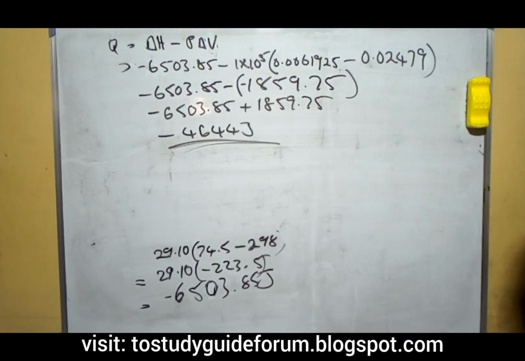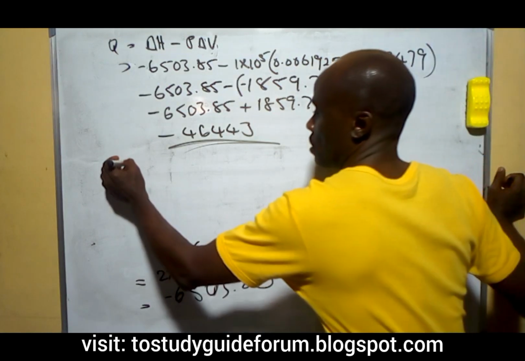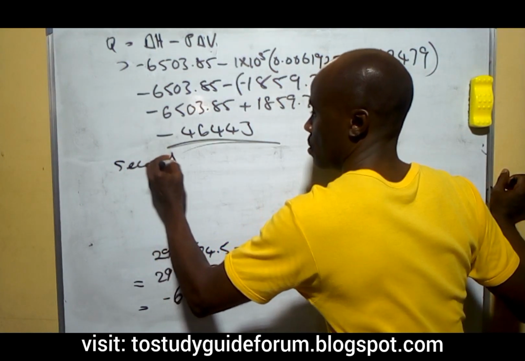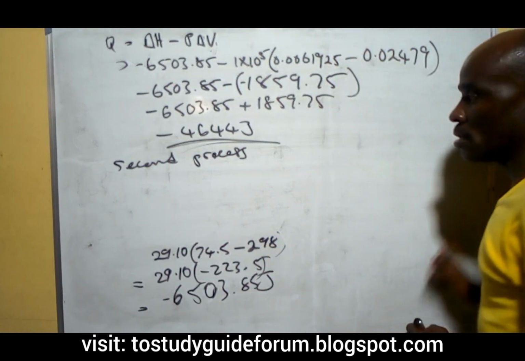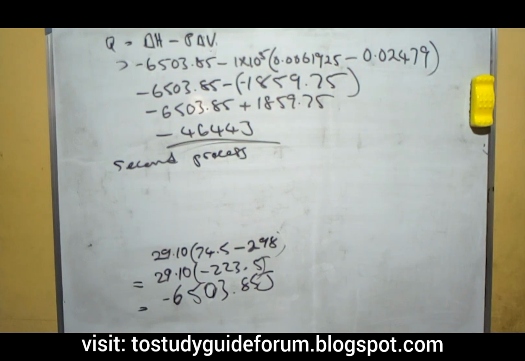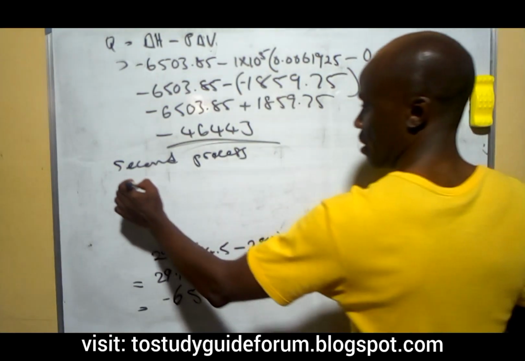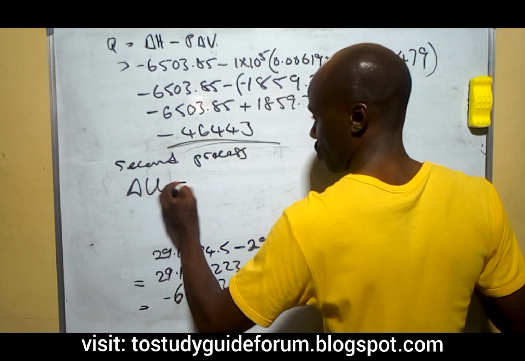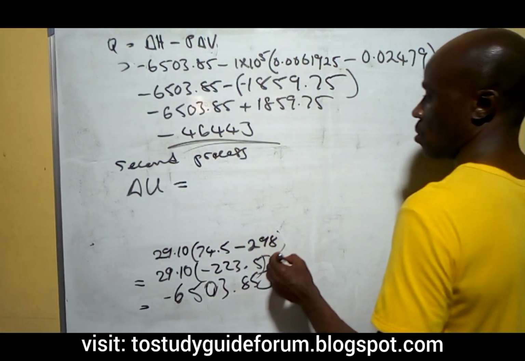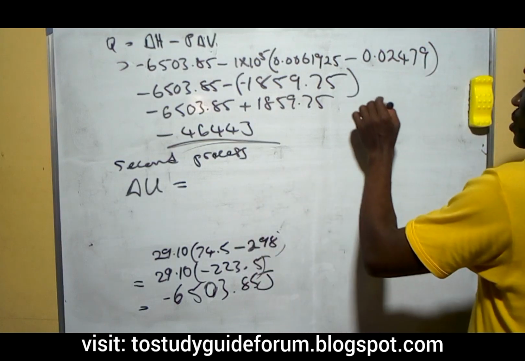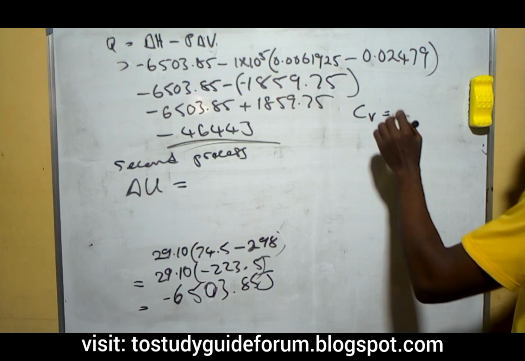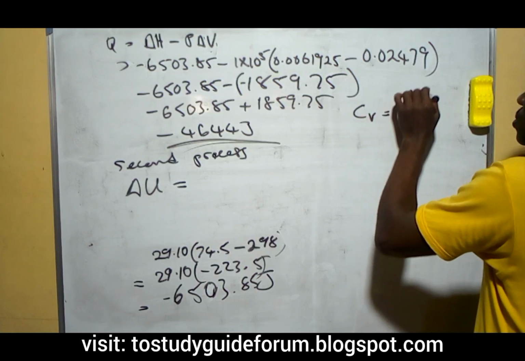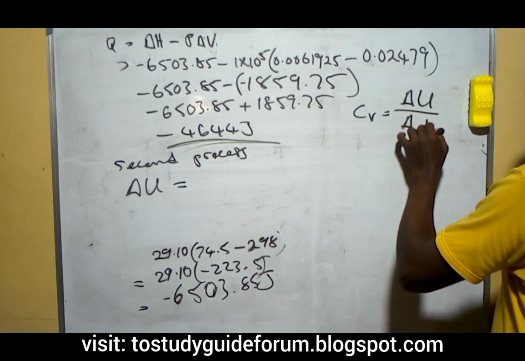the second process, the volume now is constant. We have constant volume, and the change in internal energy during the process is equal to, like we all know, that volume will give us change in heat capacity at constant volume is equal to V over change in time.